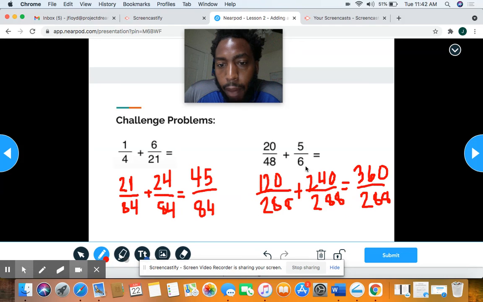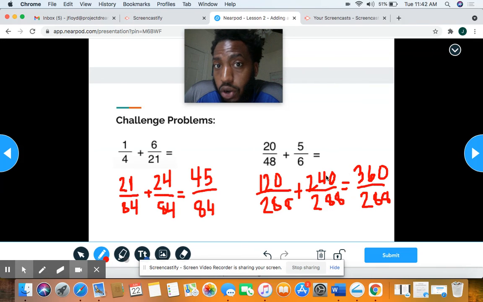Moving on to our next problem, we have 120 over 288. Sorry, 20 times 6 is 120. 48 times 6 is 288. We jump over here. We do 5 times 48 is 240, and 6 times 48 is 288. You could use a calculator or pencil and paper for this one, but it would have been a little difficult doing this one in your head. That's why it's a challenge problem.